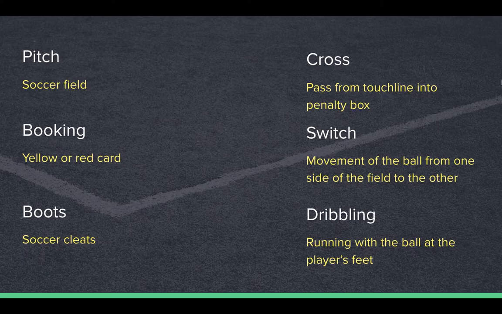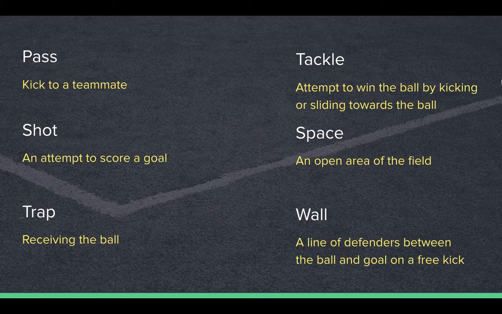A cross is a pass that goes from the sidelines into the penalty box area. A switch is a movement, single or multiple passes of the ball from one side of the field to the other. Dribbling, like basketball, is running with the ball, but obviously in soccer, at the player's feet. A pass is simply a kick to a teammate. A shot is an attempt to score a goal. It could be with any legal part of the body.